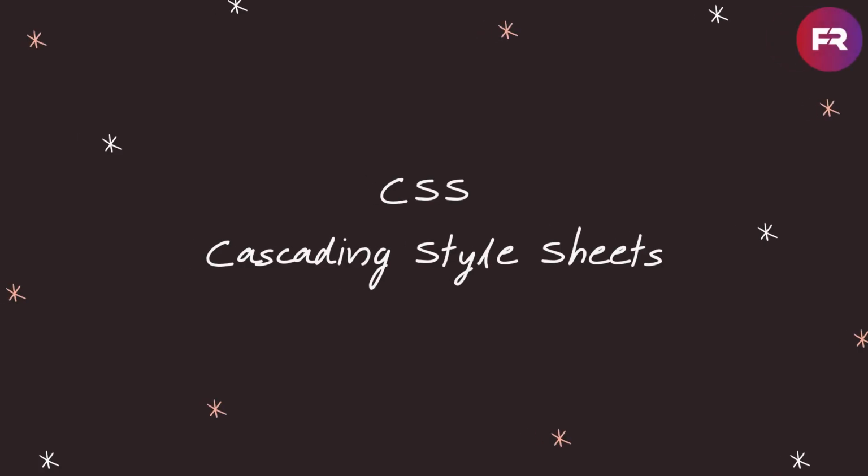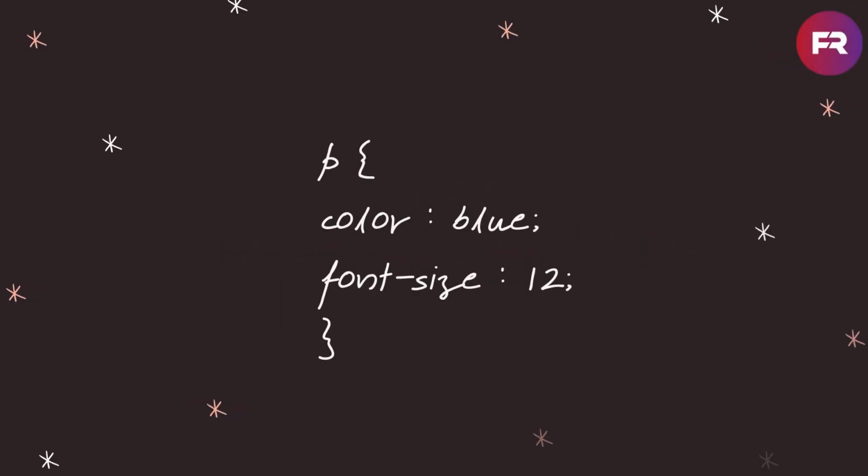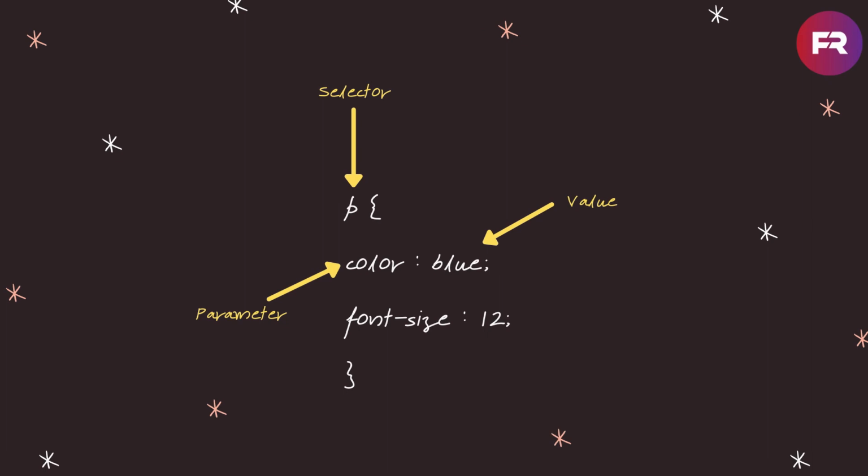CSS stands for Cascading Style Sheets. It is used to give styles like color, padding, margin, fonts, font size, and many more, which makes a web page look beautiful. We can use CSS in web development. Let's see the syntax. This is how a simple CSS code looks. Here, P is the selector, color is the parameter, and blue is the value.